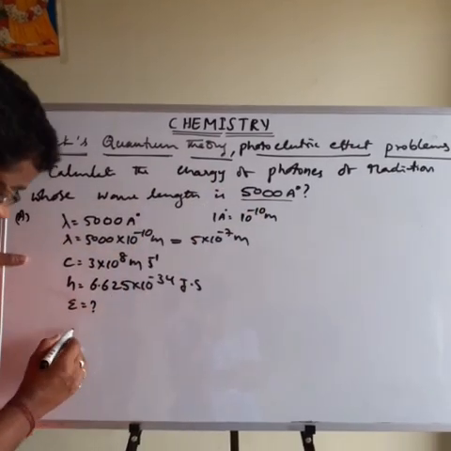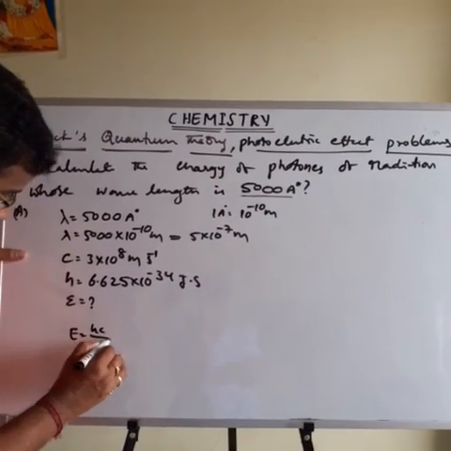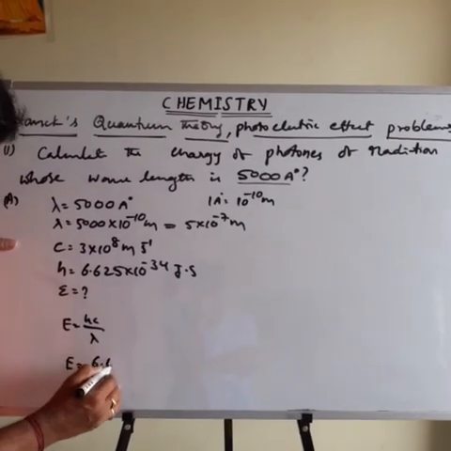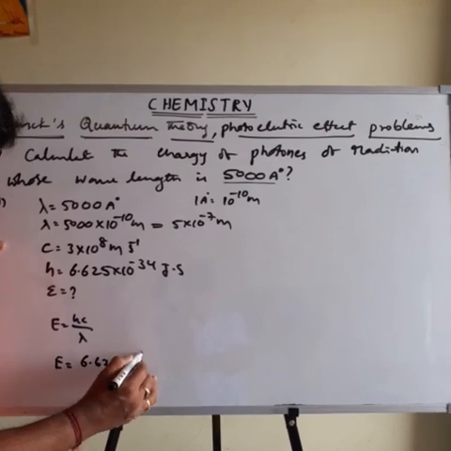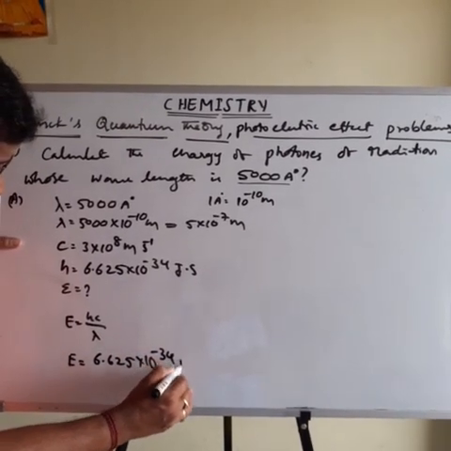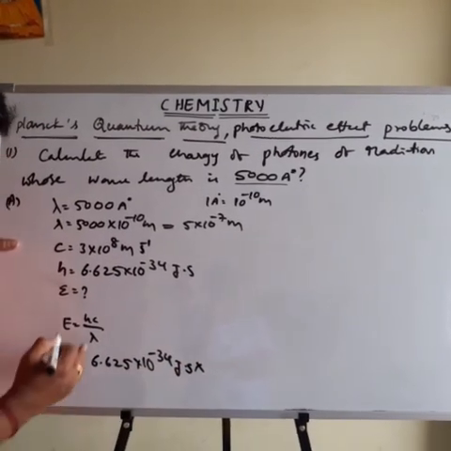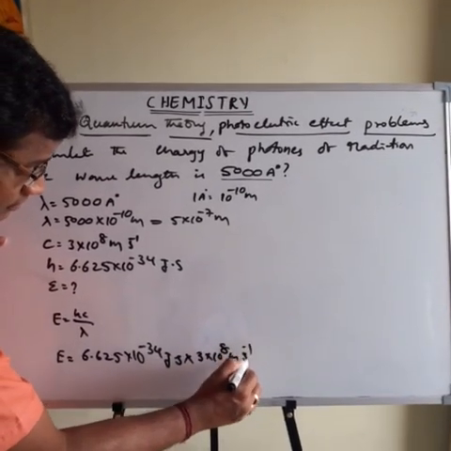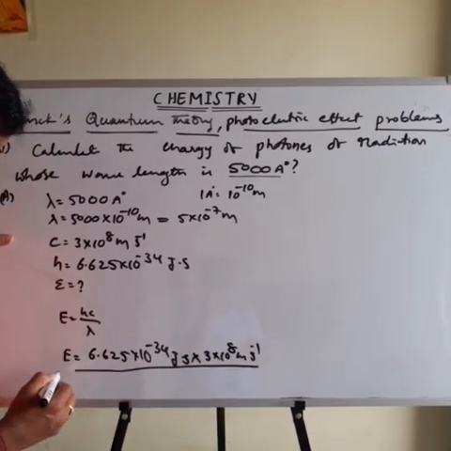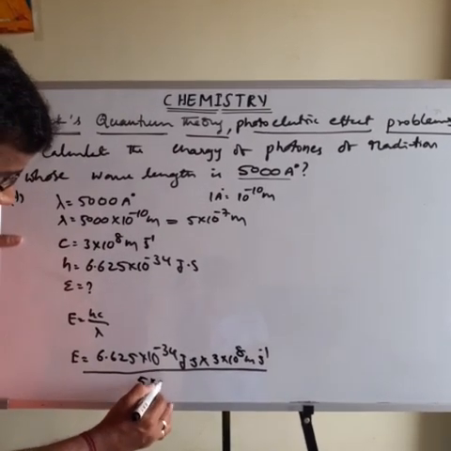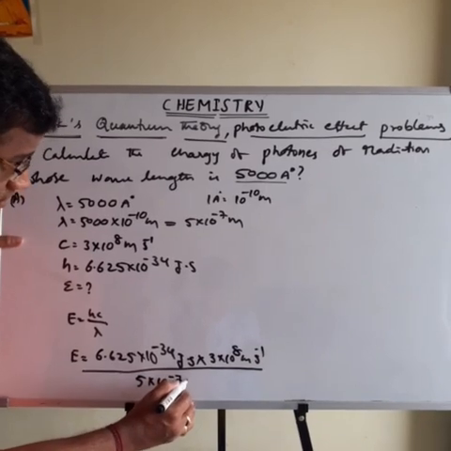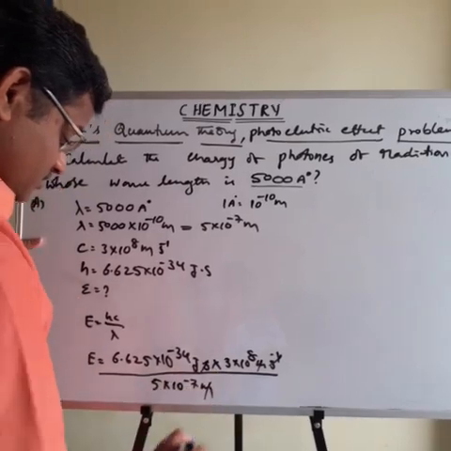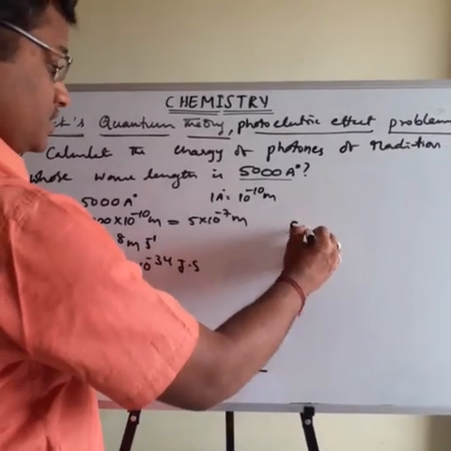They have given the wavelength. Then the formula is E is equal to hc by lambda. Then E is equal to the H value, 6.625 into 10 power minus 34 joule seconds, into the C value, 3 into 10 power 8 meter per second, divided by the wavelength, 5 into 10 power minus 7 meters. Here meters cancel, and seconds inverse with seconds cancel.